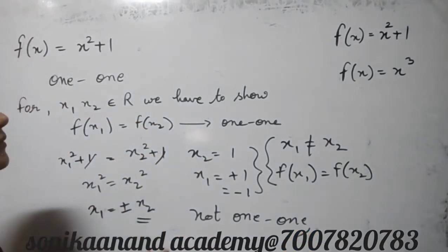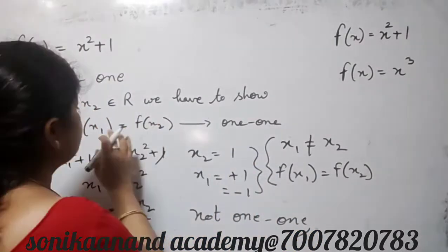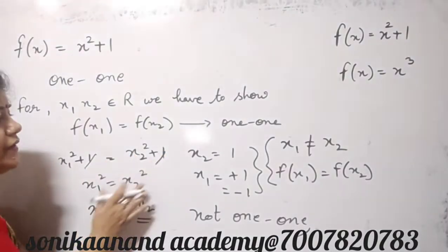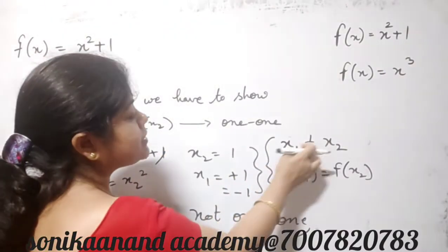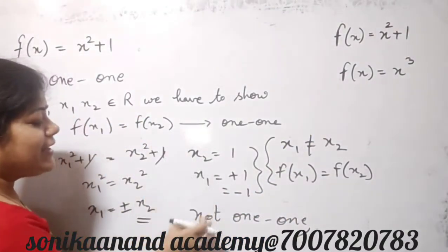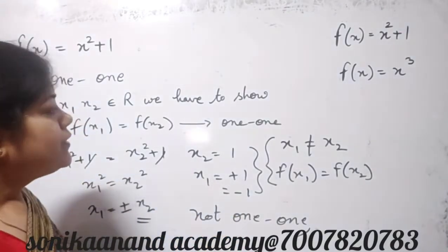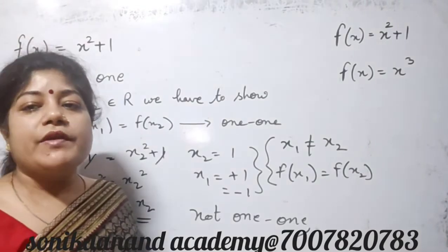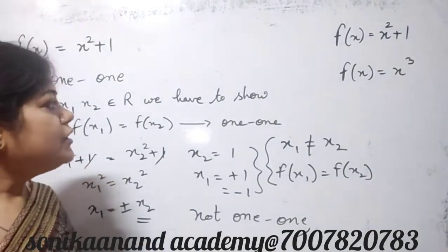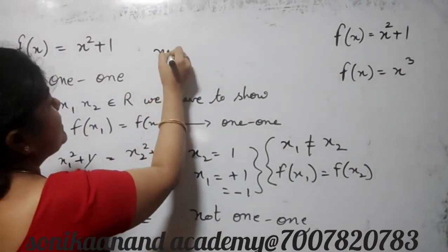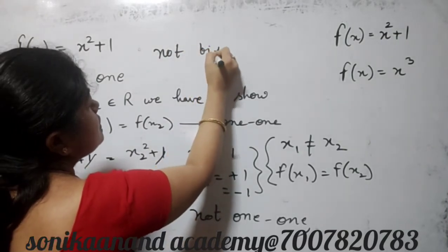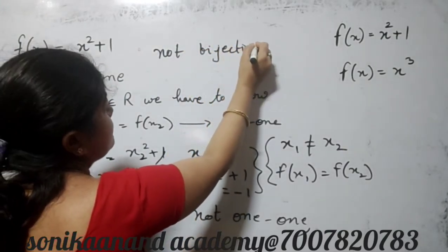That means if we equate both the functions and we don't get x1 is equal to x2, then that function is not 1-1. When this function is not 1-1, then there is no need to prove whether it is onto or not. So this function is not bijective.